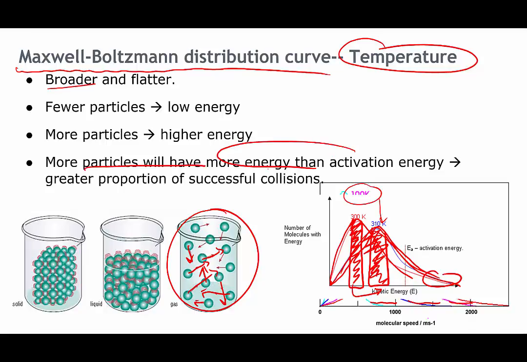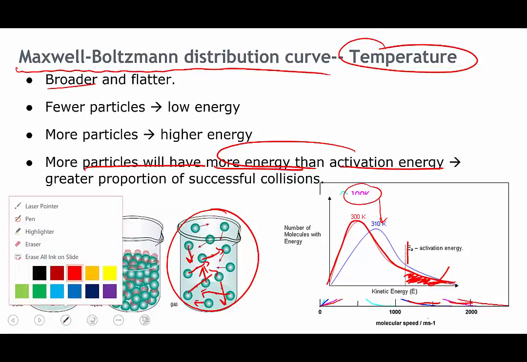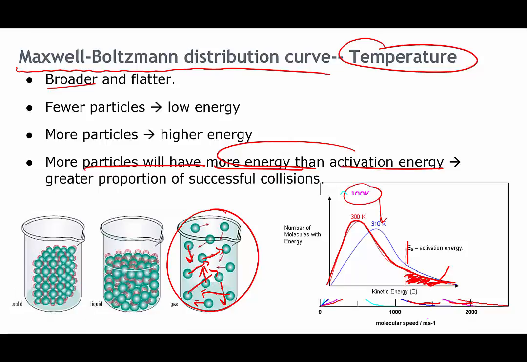So there will be more particles that have more energy than activation energy. Let's say for this graph, we will have activation energy. For 300 K, 300 Kelvin, the proportion of the particles that have enough energy, or more than activation energy, will be represented by this. And the particles afterwards, which have more energy than activation energy in 310 Kelvin, will be represented by the green area.